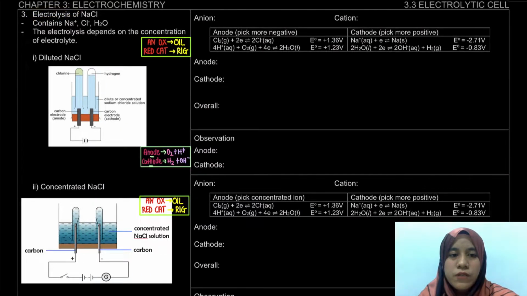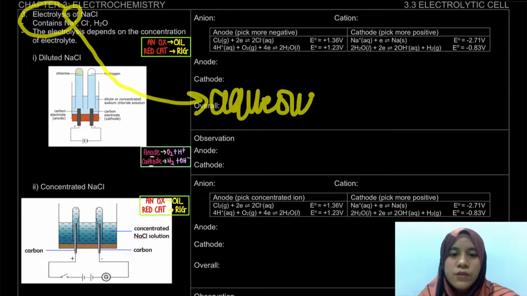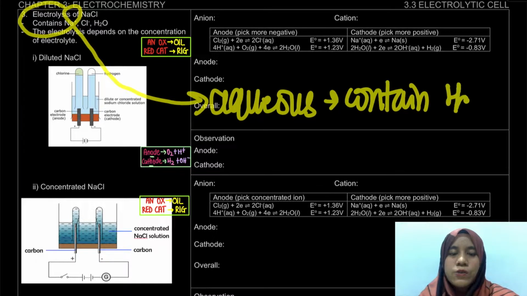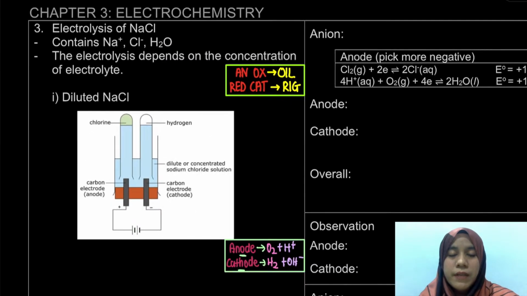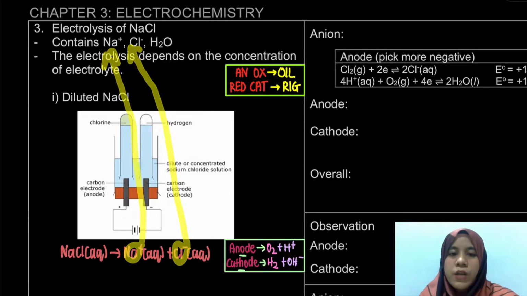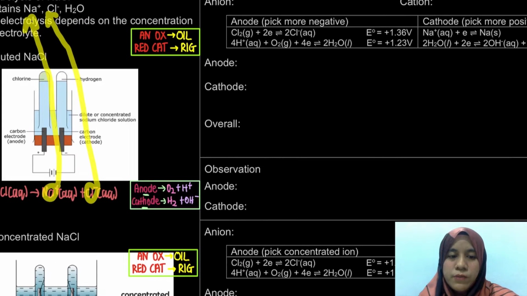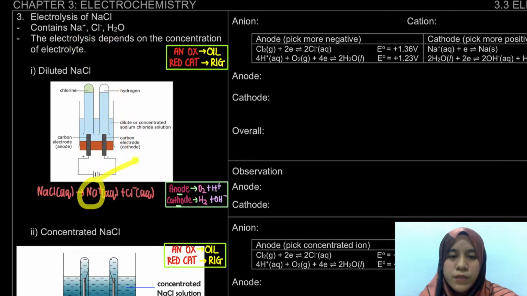Okay, so let's look at the electrolysis of NaCl. Since it is aqueous, it again contains H2O. How do we get the Na⁺ and Cl⁻? I'm just going to write down the equation. NaCl(aq) gives Na⁺(aq) plus Cl⁻(aq). So again, the species present are Na⁺, Cl⁻, and H2O. For the anion and cation, I'm just going to write down based upon this equation.